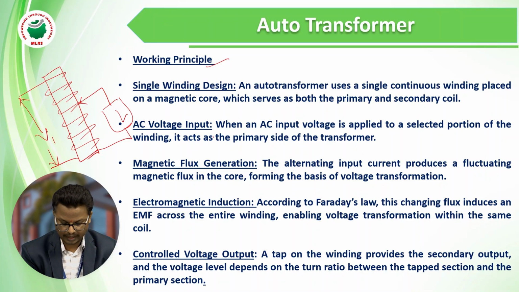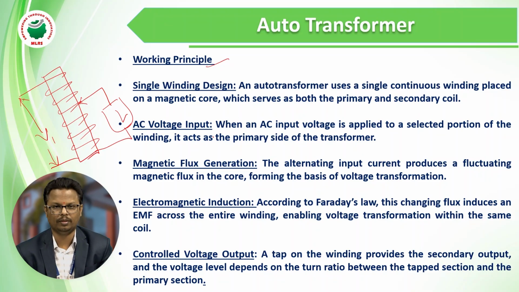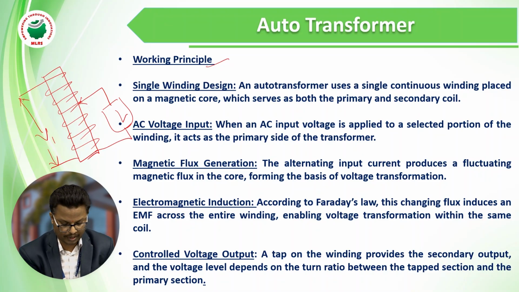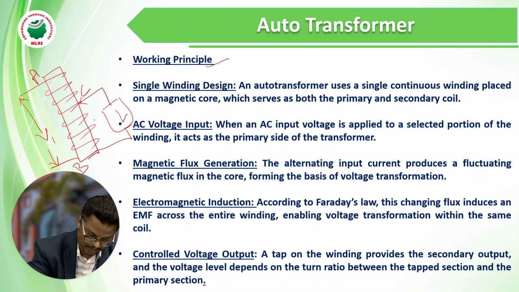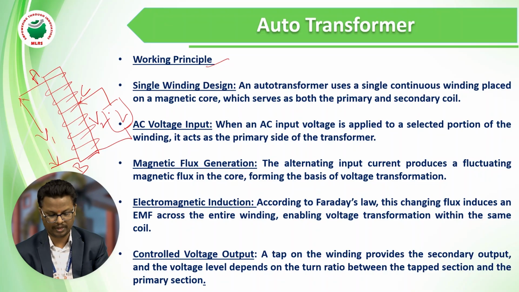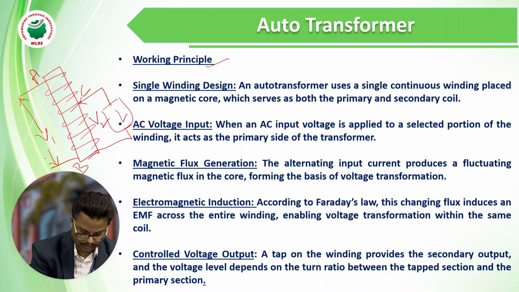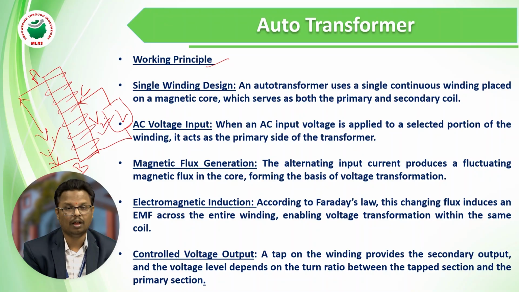Okay, so this way we can use the single winding as the primary winding and the secondary winding. And the next one, AC voltage input, is nothing but giving AC voltage input to the primary side. Now this total selected area contains the voltage V1, and let us say this is A, this is B, and this is C. This AB now acts as the input and BC acts as the output. So here I am taking the voltage as V2. So V1 is the input voltage and V2 is the output voltage.